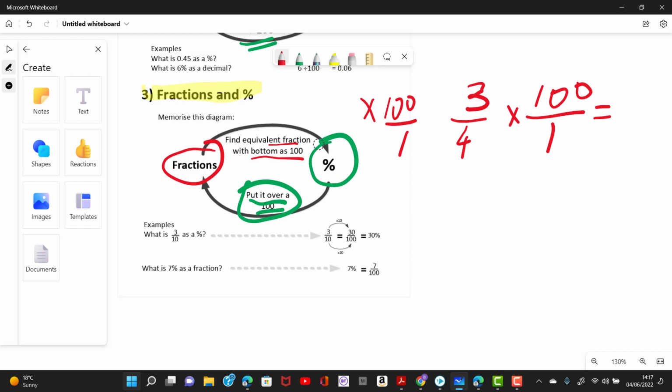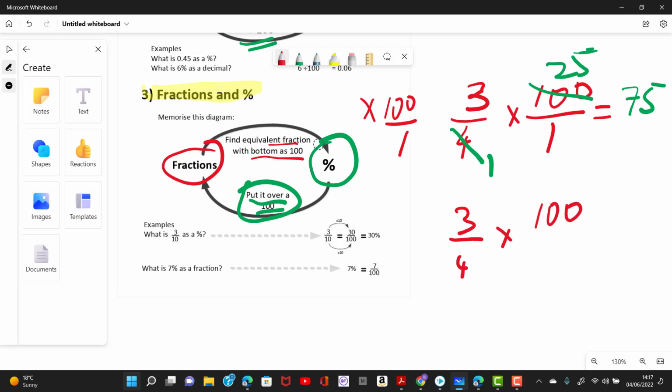So that'd be 300 divided by 4, or let's simplify it. 100 over 4 simplifies to 25 over 1, and 3 times 25 is 75. If you didn't want to do the simplifying, you can do it at the end, but it's a bit more difficult. That's 3 times 100, which is 300, divided by 4 times 1, which is 4, and then you have to do the long way.